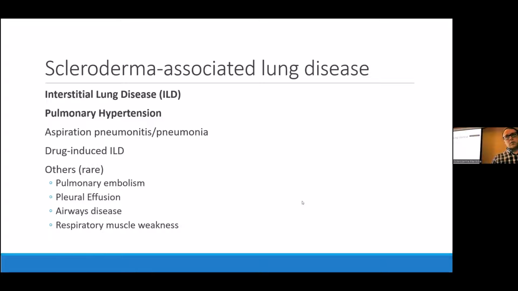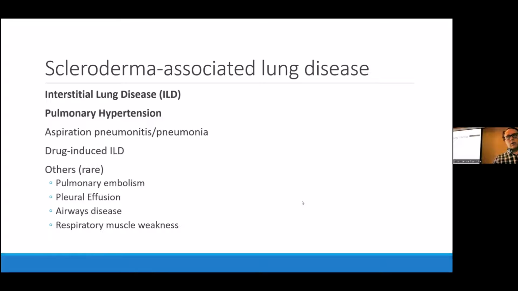I mentioned drug-induced interstitial lung disease because some of the medications that we use to treat connective tissue diseases, and scleroderma is no different, can actually cause lung disease themselves. So sometimes when I'm first seeing a patient who has interstitial lung disease, I'm not sure if it's the medications they're on to treat their other manifestations of that illness in the body that's causing the lung problems, or if it's the illness itself. And that can be a very difficult situation to sort out.